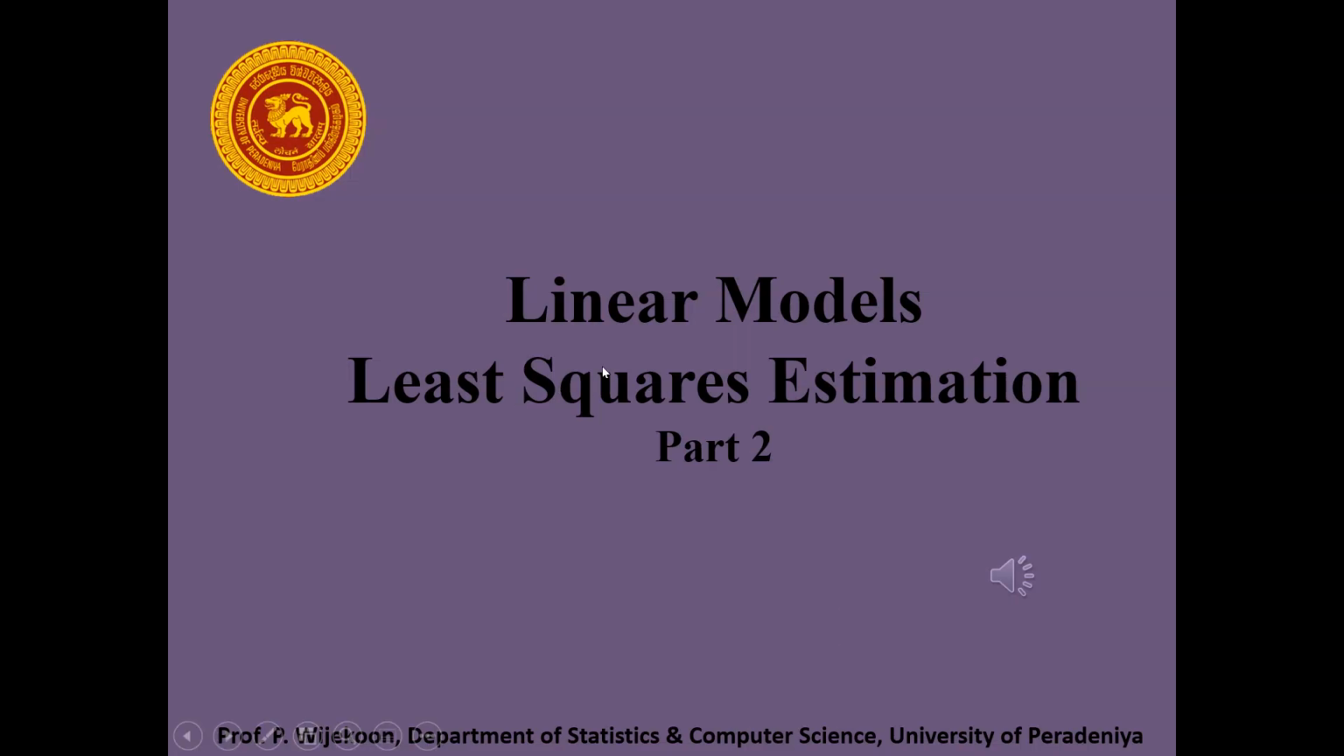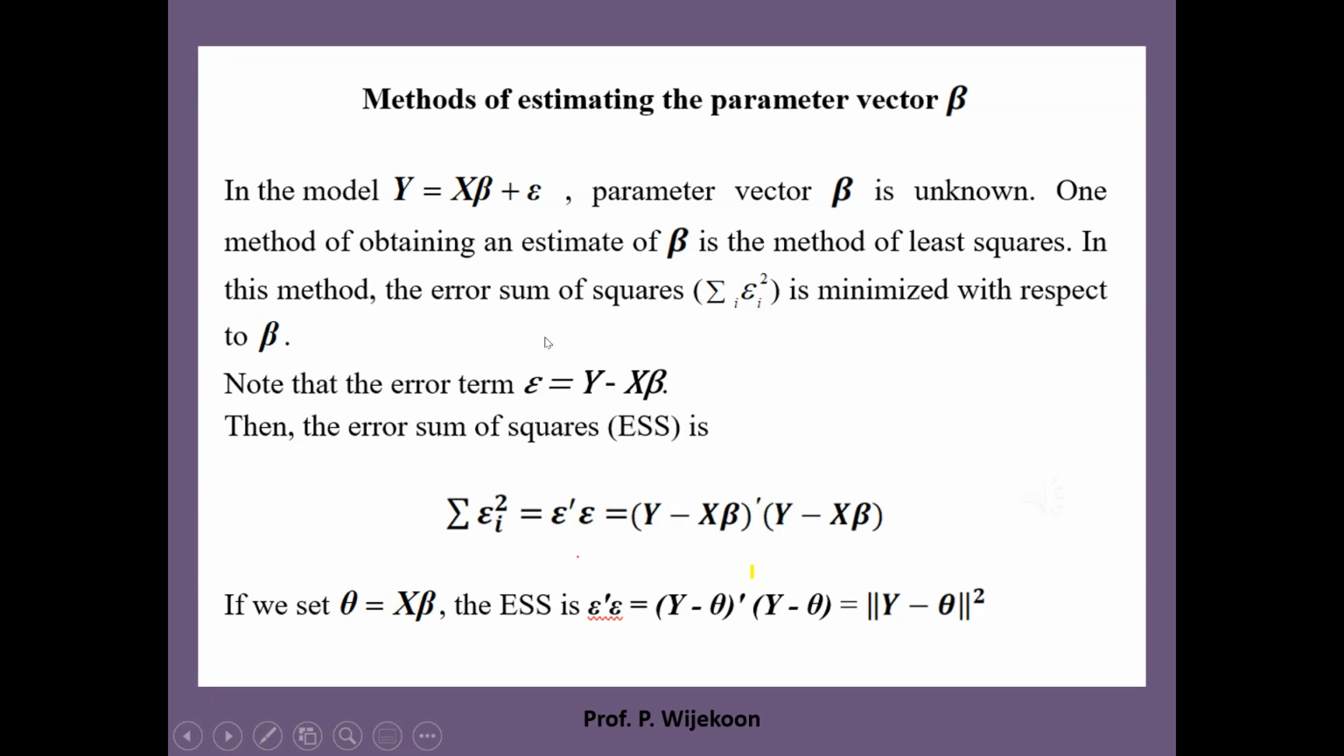In this lecture, we consider the methods of estimation of parameter vector beta in the linear regression model. In the linear model y equals X beta plus epsilon, the parameter vector beta is unknown. Therefore, to use the model for prediction purposes, we have to estimate these unknown parameters.